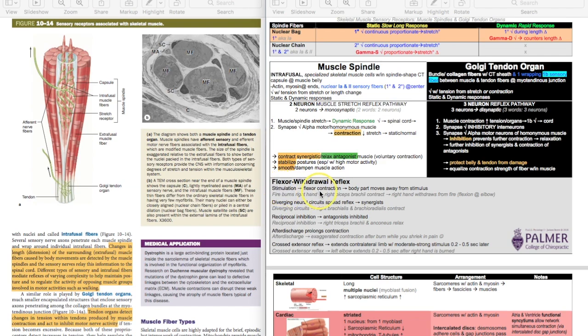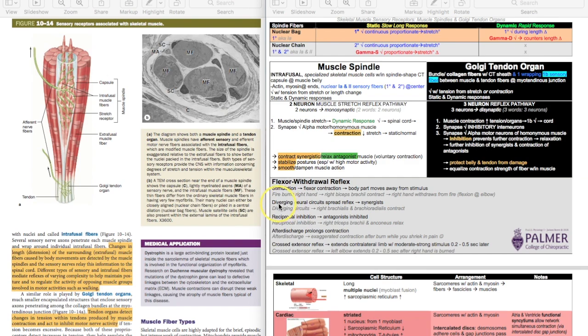I've spelled it out in black and gray. So in black, it's just sort of listing what happens, and then in gray, it's giving you an example in the real world of how this might play out. So you have a stimulus, you have a flexor contraction, and the body part will move away from that stimulus. Like fire burns your right hand, your right biceps brachii contract, and then that will flex the elbow and withdraw the right hand from the fire.